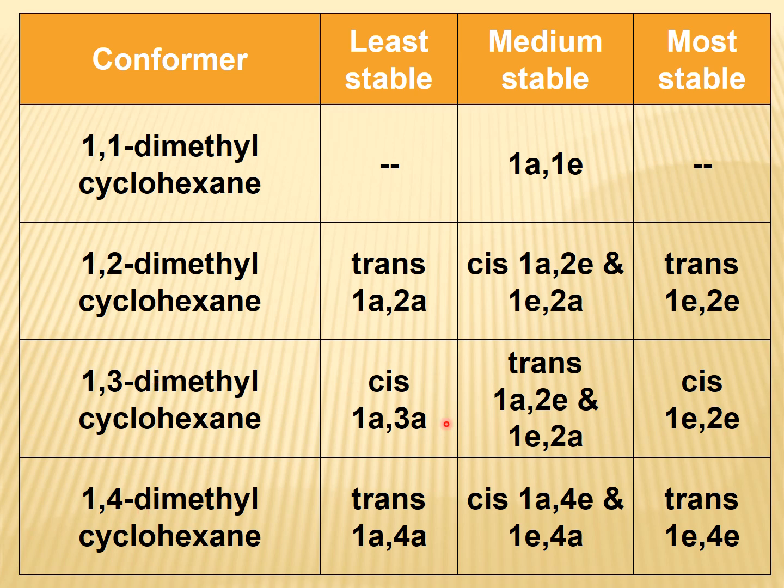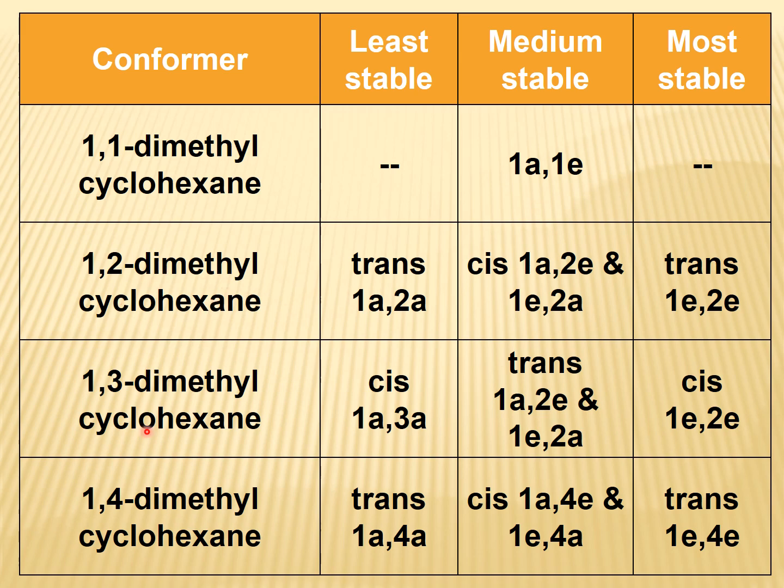In 1,3 it is just the opposite. The cis AA has least stability, cis EE has more stability, and the trans forms have medium stability. So that is one comparison. In 1,1-dimethyl there is only one isomer that has medium stability. In the others there are 4 isomers.